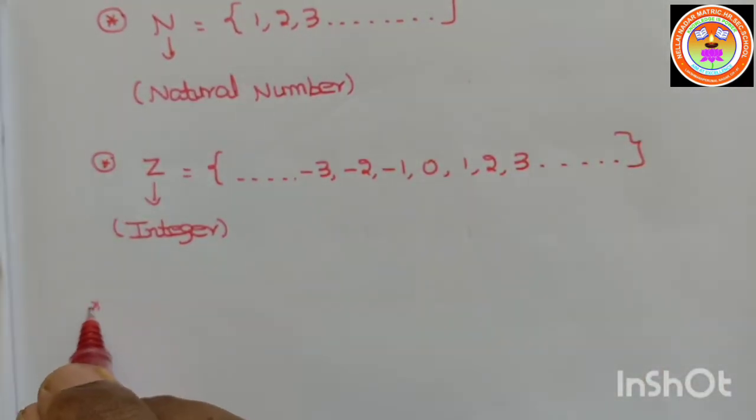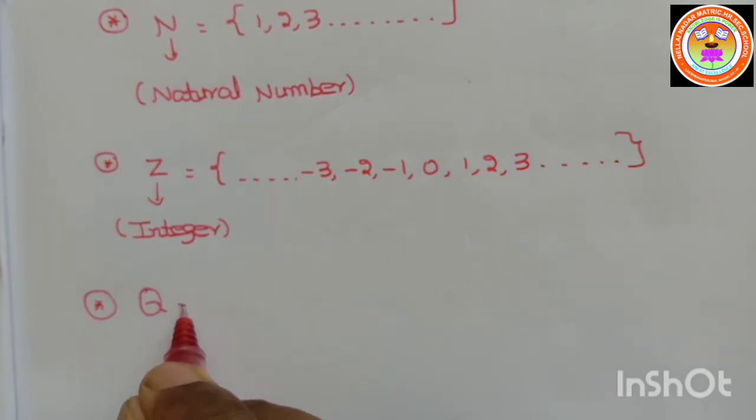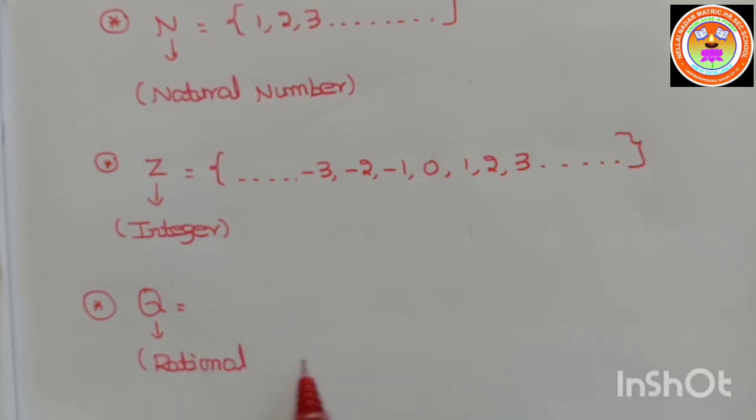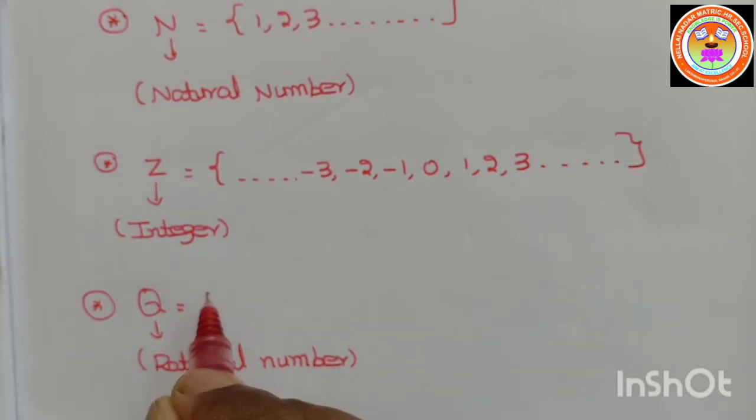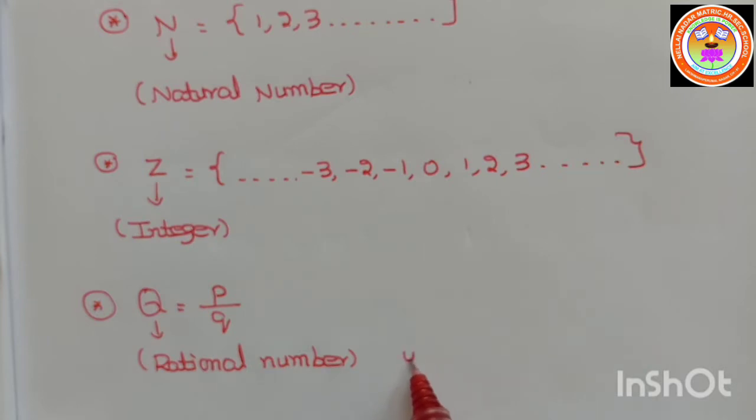Then capital Q is the rational numbers. A rational number is in the form of p by q, with denominator not equal to 0.